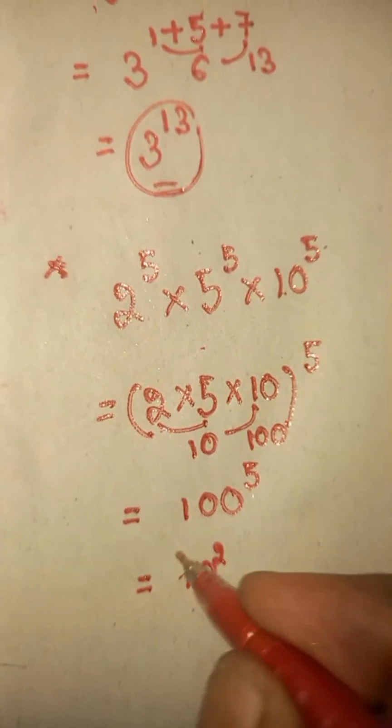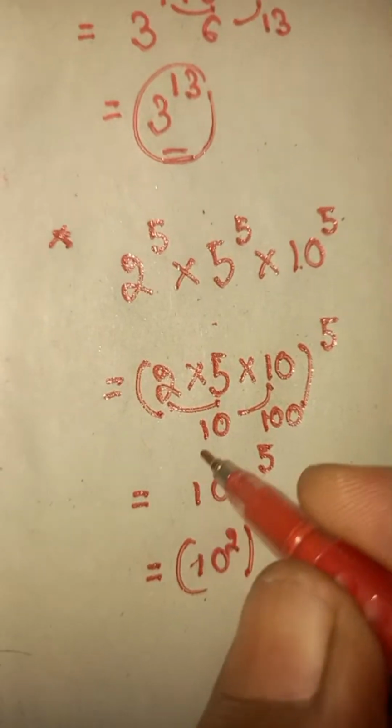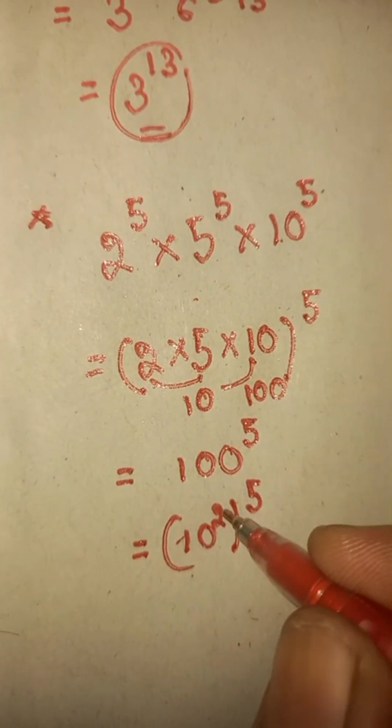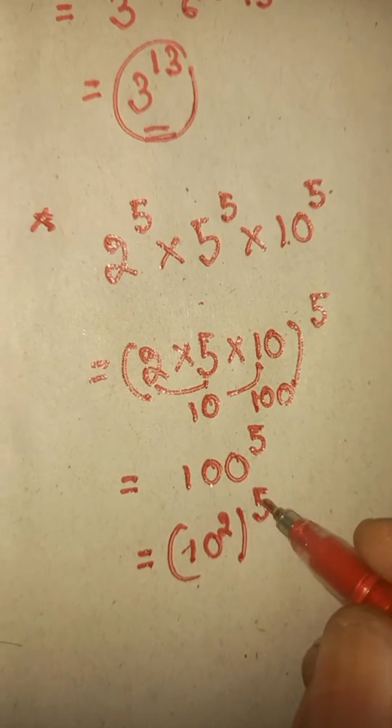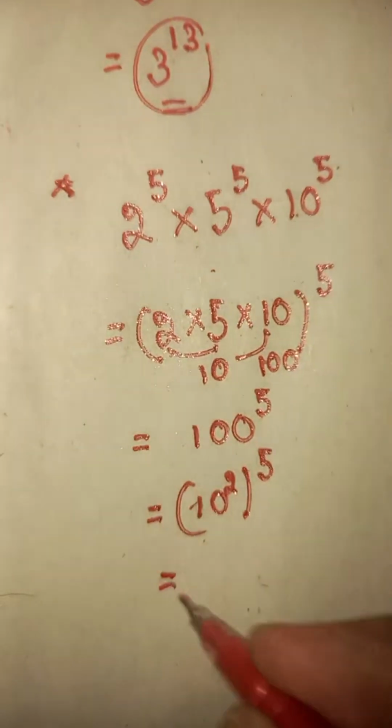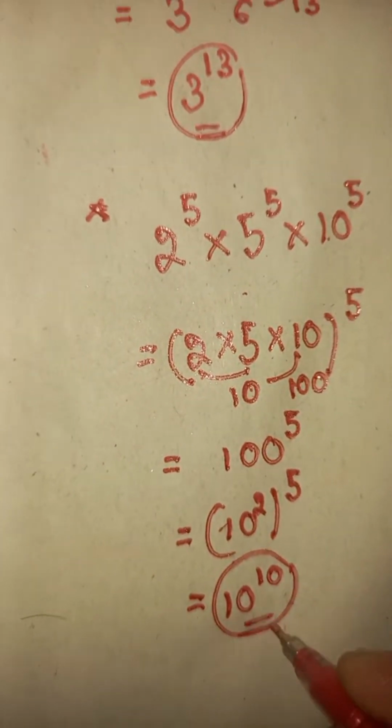Or you can even simplify this. 100 can be written as 10 square, so 10 square whole power of 5. This you need to multiply when a bracket comes, inside and outside. 2 times 5 is 10. So this becomes 10 power of 10.